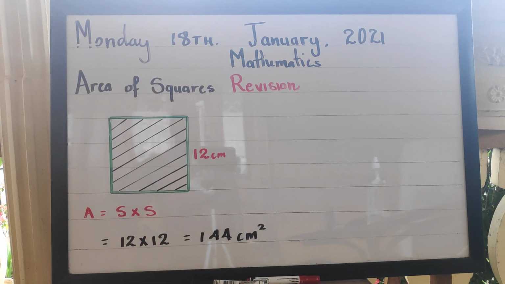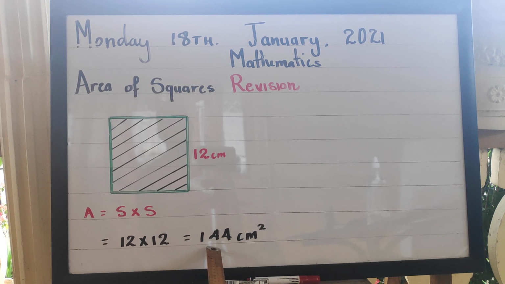What's the side of the square? It's 12. So side multiplied by side would be 12 multiplied by 12. Any side you could use. So 12 multiplied by 12, if you use your square timetable, 12 12s is 144.